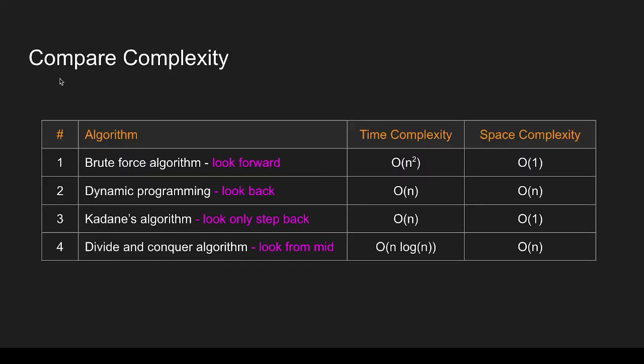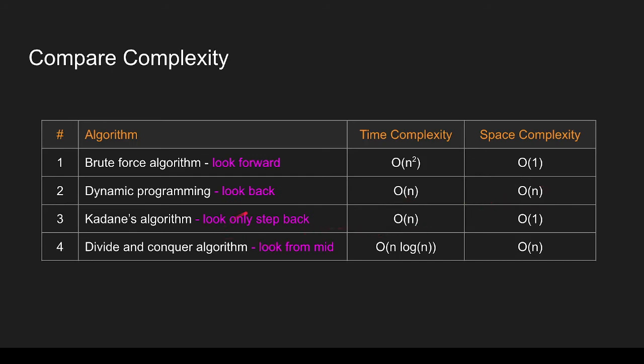To summarize, we looked at the first algorithm, that was the brute force algorithm, and we were looking forward, and the time complexity was O(n) square and the space complexity was O(1). And in the dynamic programming, we were looking backwards, and the time complexity was O(n), and O(n) was the space complexity because of the DP array.